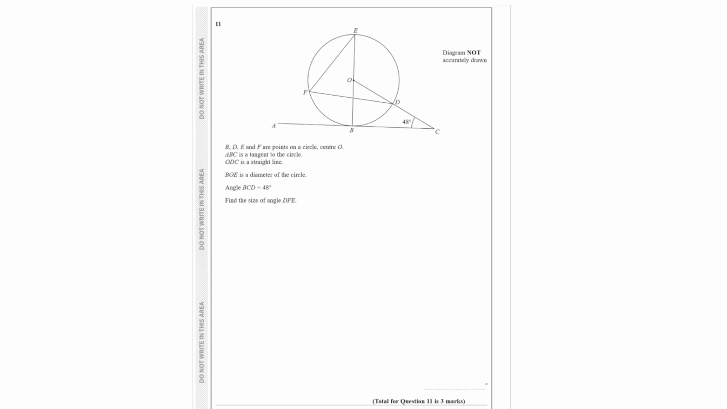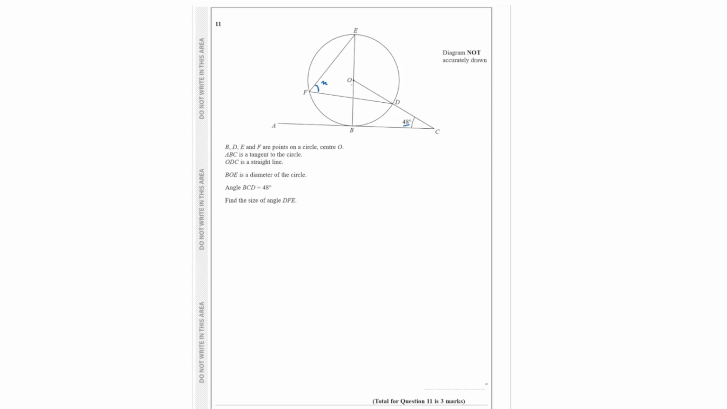B, D, E, F are points on the circle with center being O. ABC is a tangent to the circle. ODC is a straight line. BOE is the diameter of the circle. Angle BCD is given as 48 degrees. Find the angle of DFE, which is over here.